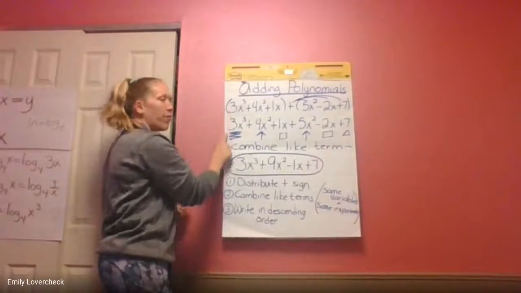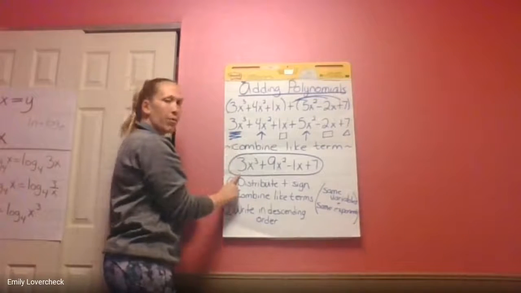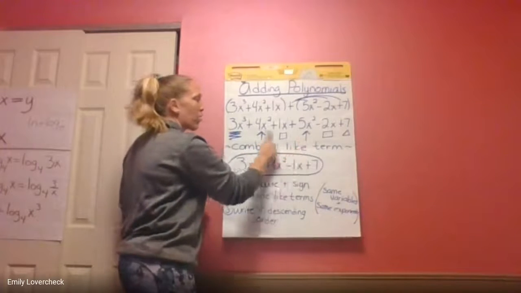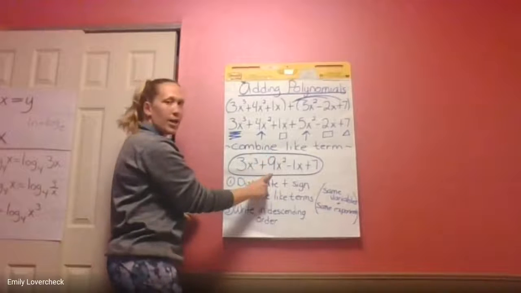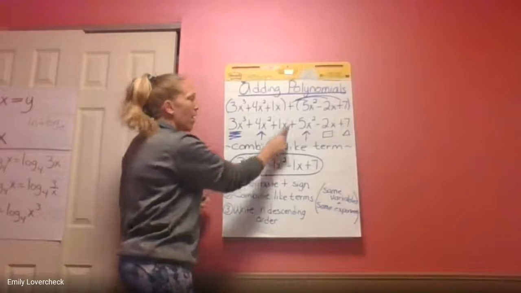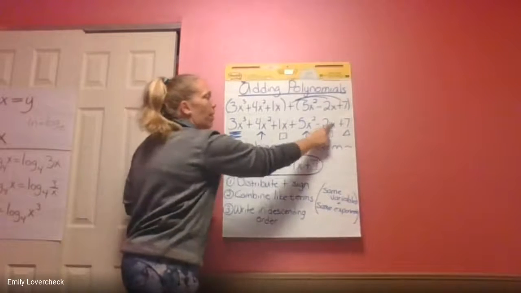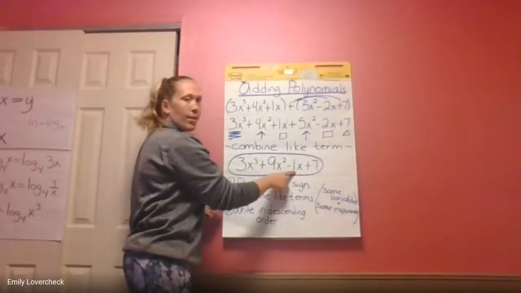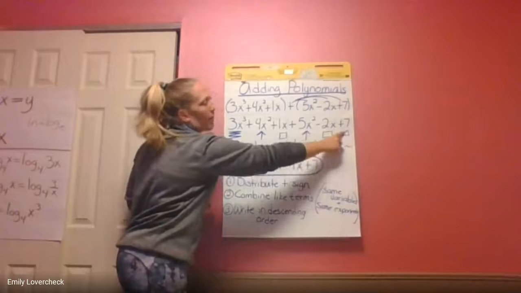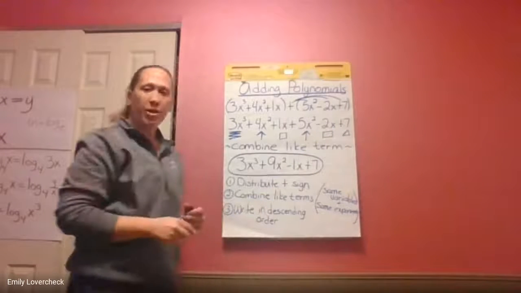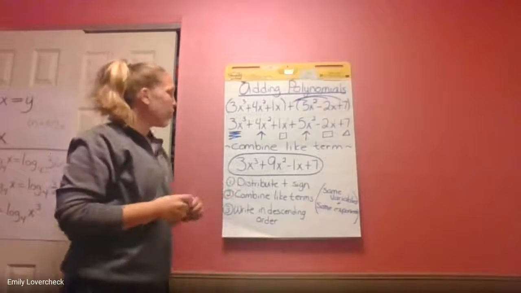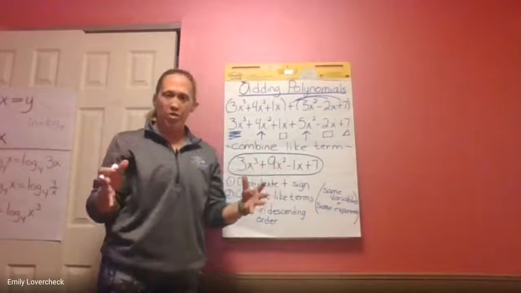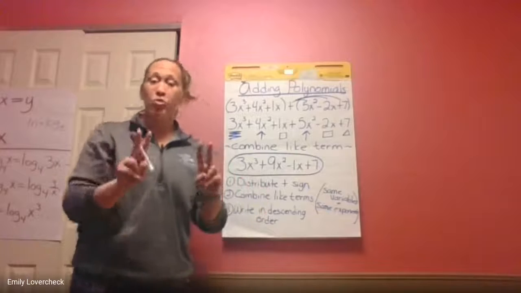So nothing goes with this 3x to the third power, so I bring it down. I have 4x squared plus 5x squared. 4 plus 5 is 9x squared. And then I have a 1x minus a 2x. So 1 minus 2 is a negative 1x. And then I have this positive 7 all by itself, and I'm just going to bring that down. And that's the answer: 3x to the third plus 9x squared minus 1x plus 7. And you're done. Okay. Let's do two together.